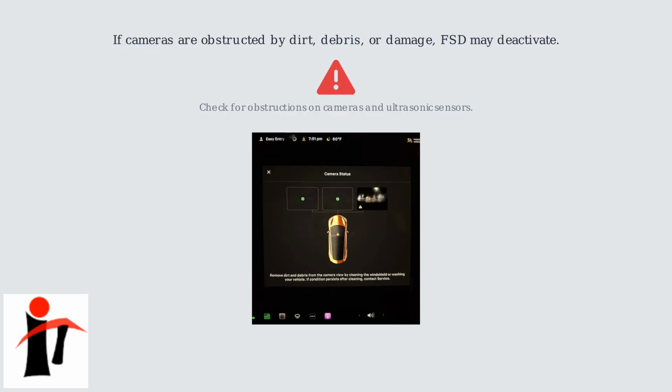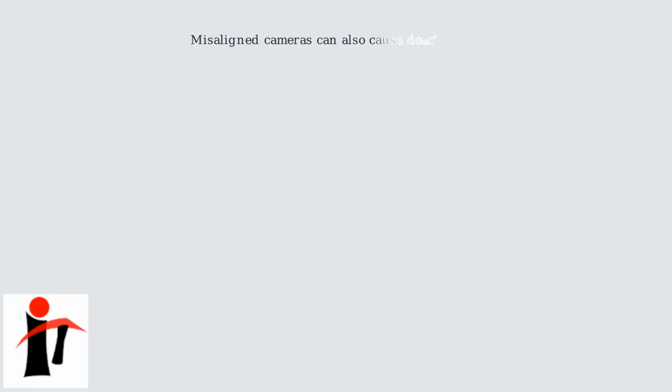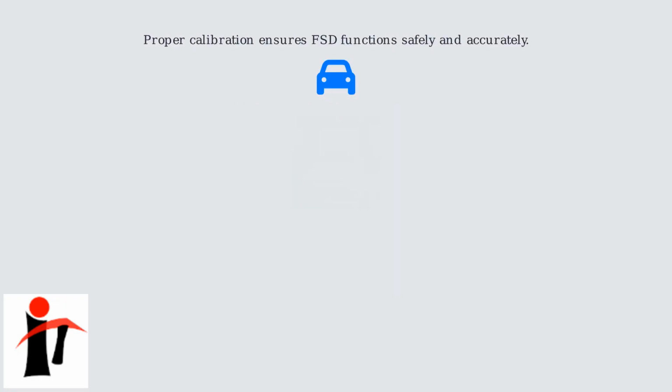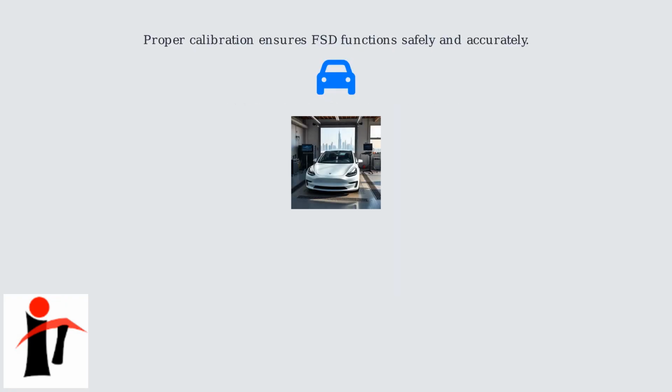Always check for obstructions on the cameras and ultrasonic sensors before driving. If you suspect misalignment, schedule a calibration at a Tesla service center. It's often free. Alternatively, try a DIY calibration drive by parking in a safe area and initiating the process via the Tesla menu at speeds under 50 miles per hour. Proper camera and sensor calibration ensures FSD functions safely and accurately, allowing for reliable autonomous driving.